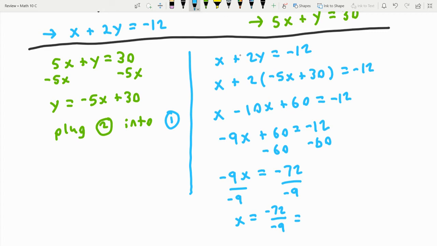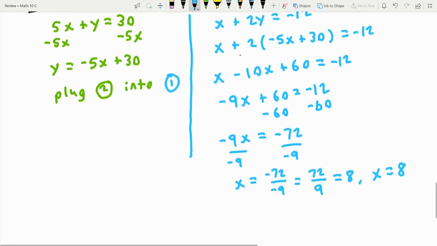So first, let's cancel out the negatives. So we have two negatives, a negative 72 and a negative 9. So let's say that's 72 over 9. And now, what's 72 divided by 9? That actually gets us 8. So we can say that x equals 8. So that's one term that we found right there. We found our x term. So x equals 8.